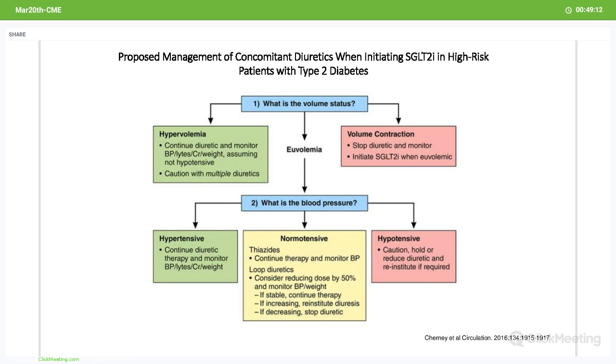And of course, entering into that matrix is what's their blood pressure. These drugs cause a lot of orthostatic changes, and you have to be very mindful of what blood pressure is doing. And the hypotensive patient may have to stop the diuretic.